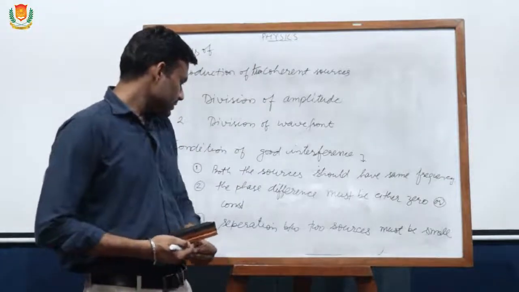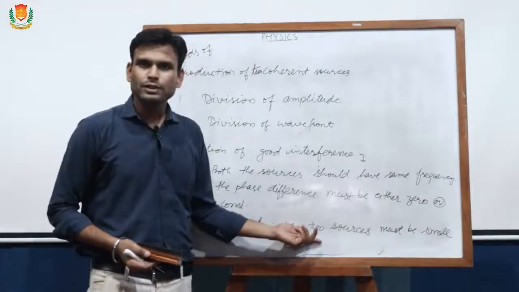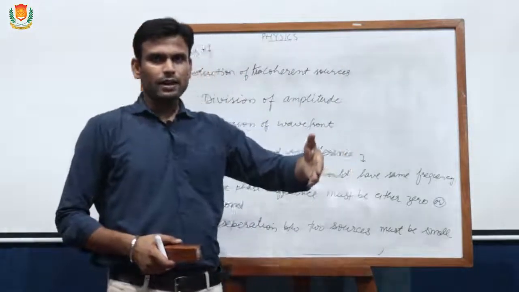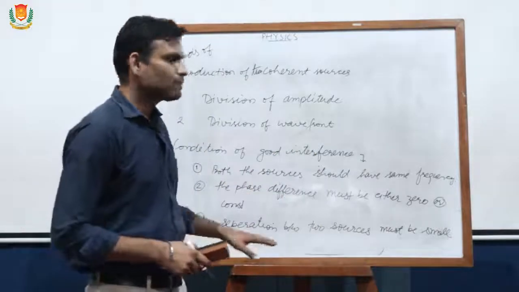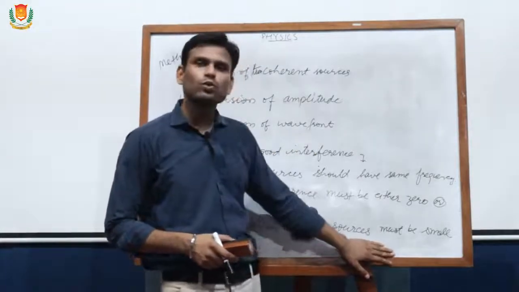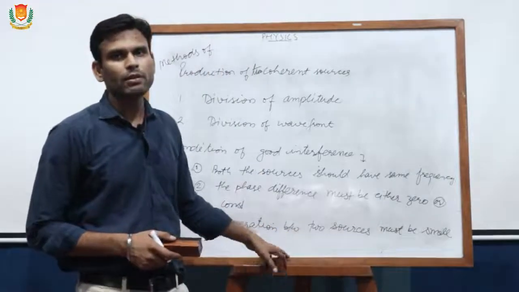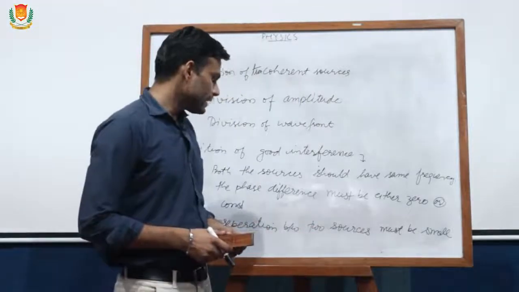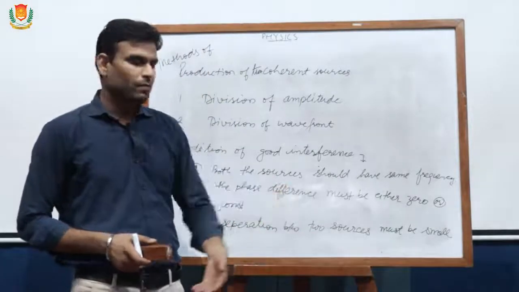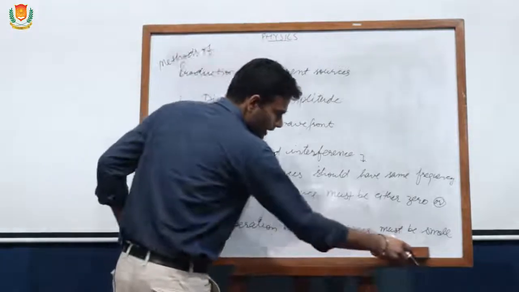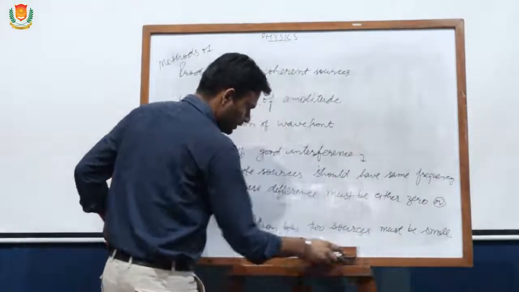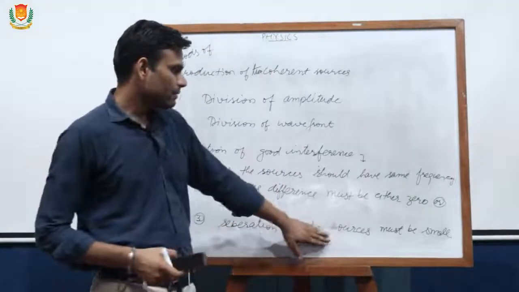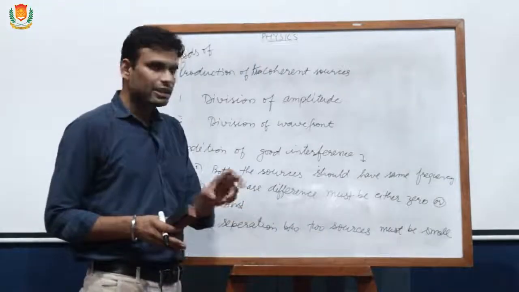If we have a greater separation between two coherent sources, then what will happen? The two rays reaching the screen will have a larger path difference, and due to the large path difference, the separation between two consecutive maxima or two consecutive minima will be decreased enough. So we cannot detect very sharp maxima and minima. There will be very little difference. So it must be minimum so that we can get distinct maxima and minima.